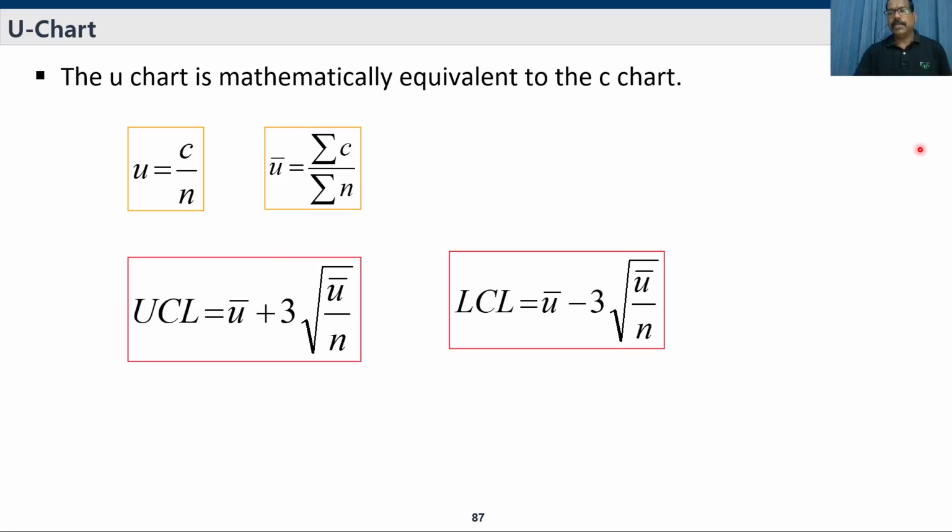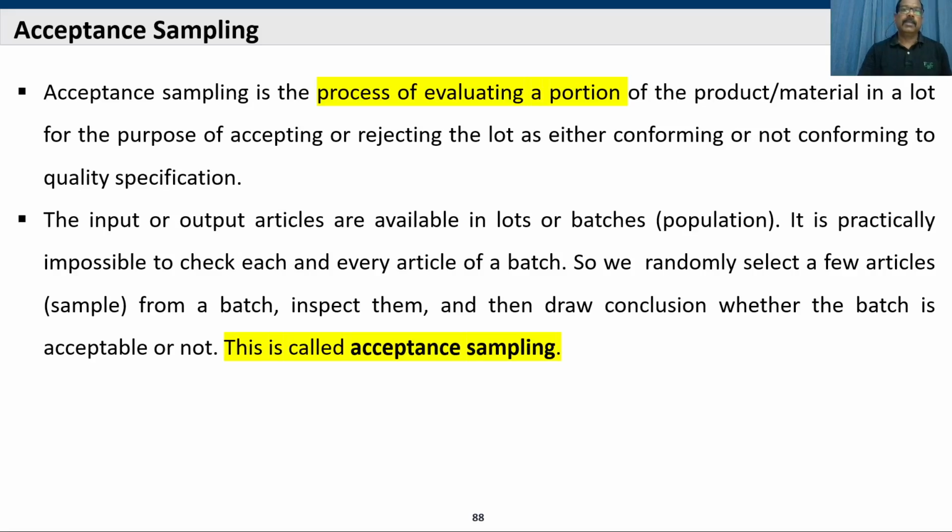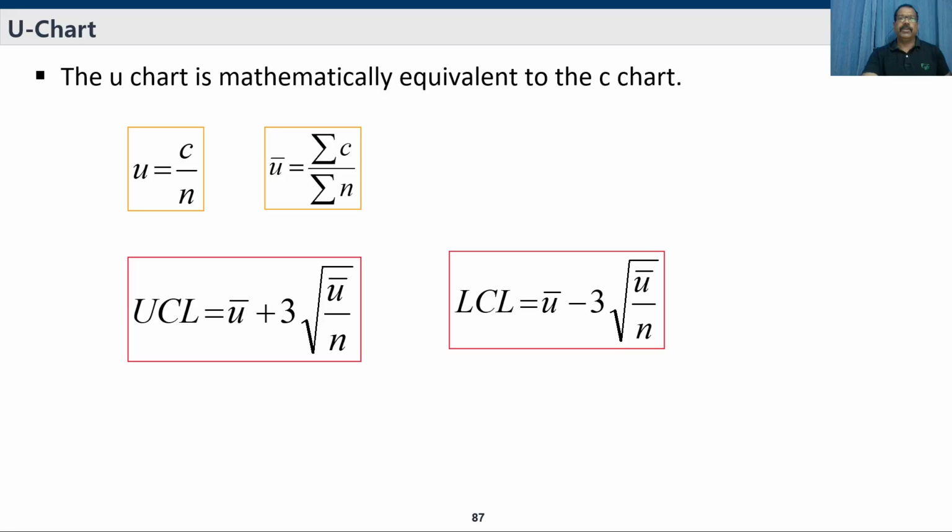Next topic, we'll be discussing the last chapter in this unit 5, acceptance sampling, because I said like how to decide the sample. You are taking some sample, how to decide it. We'll be discussing that in the next video.